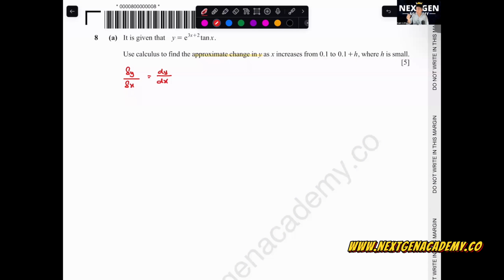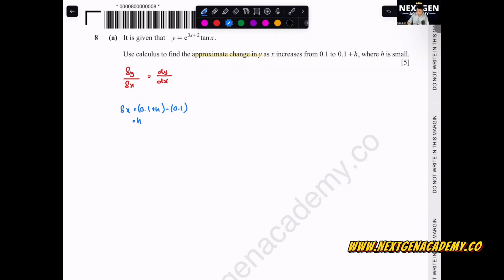Okay, what did they give us? They give us delta x. So delta x is 0.1 plus h minus 0.1. You can straight away just write h as well. Okay, what we need to find? We need to find what is the dy over dx. Then we substitute in the original x, which is 0.1. Okay, so what is dy over dx?